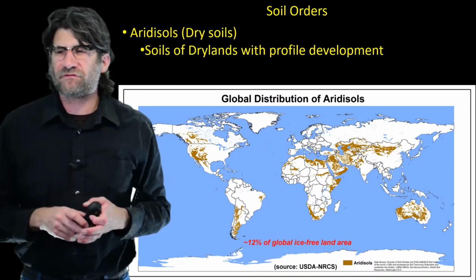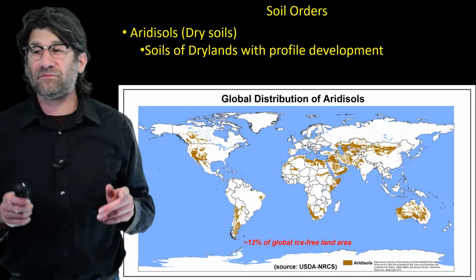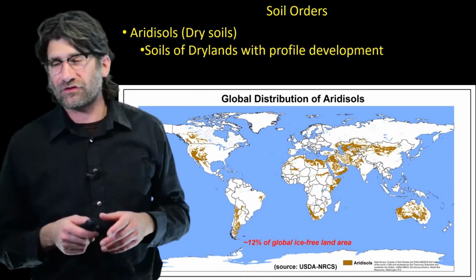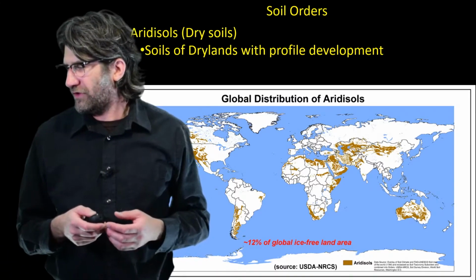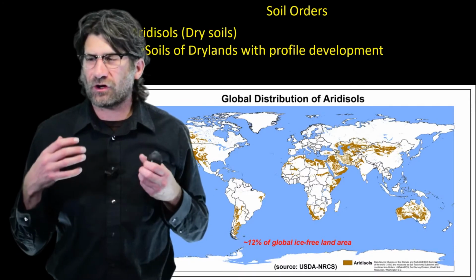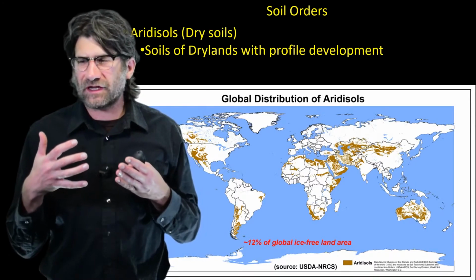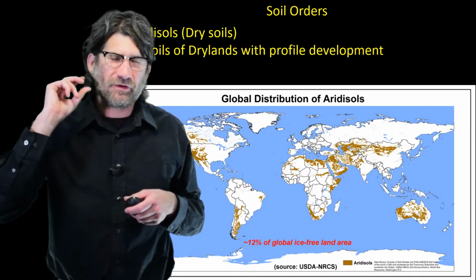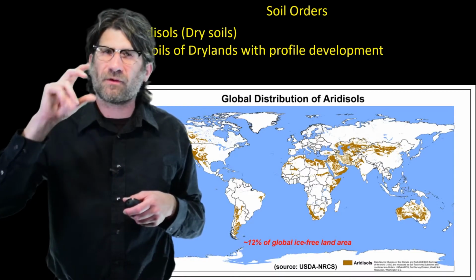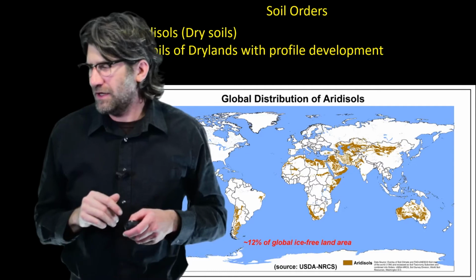Okay, moving on from our vertisols, we come next to our aridisols. These are dry land soils. And so dry land soils, we generally associate them with no O horizons, small A horizons, and a very thick B horizon.